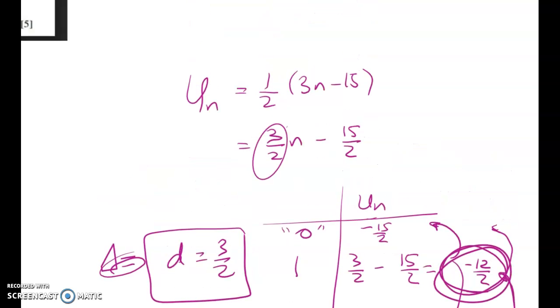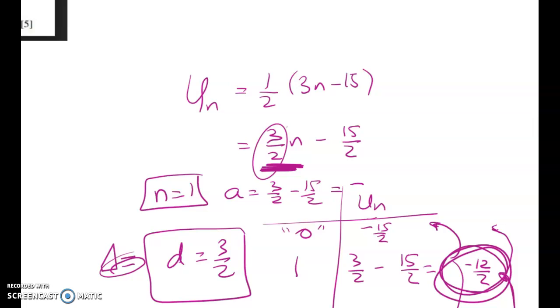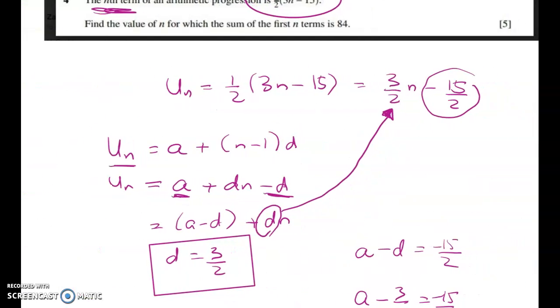Where you're just looking at what you've been given, which is the rule for the sequence. And you're reading off straight away that the common difference must be 3 over 2. And then you're substituting in when n equals 1, what is a? Well, a is 3 over 2 minus 15 over 2, which is negative 6. And now we're good to move on to the second part.